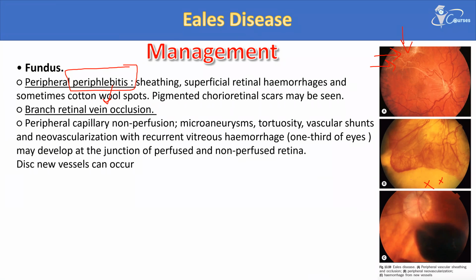non-perfused retina. This peripheral non-perfusion will lead to an ischemic process. The ischemia will result in new vascularization, leading to vascular shunts, tortuosity of the blood vessels, and new vessels. These new vessels will result in hemorrhage, causing vitreous hemorrhage, which is one of the commonest presentations. One third of the eyes will present with vitreous hemorrhage. You see the vitreous hemorrhage here due to the new vessels. New vascularization can present elsewhere or at the optic disc.